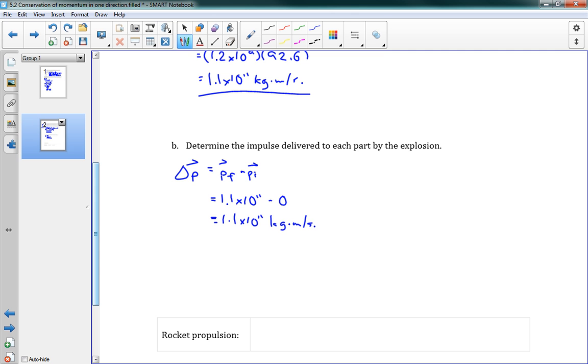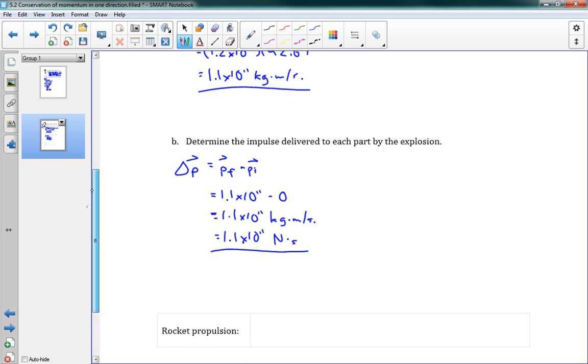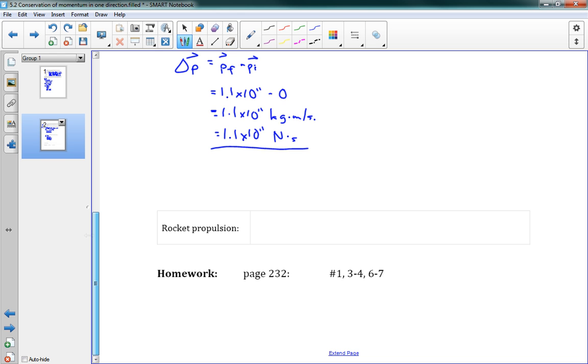Excellent. Now, maybe we want to write that in our impulse units instead. So that's 1.1 times 10 to the 11 Newton seconds. That's right. And there we go. That's the whole topic.